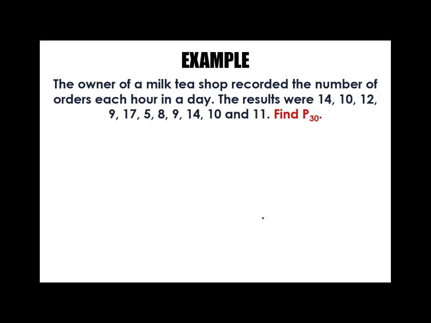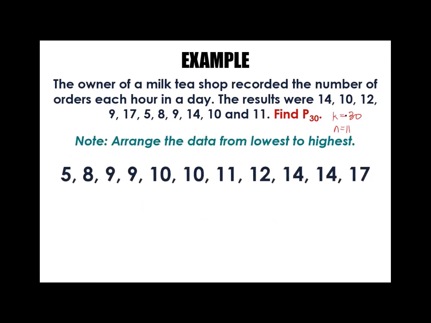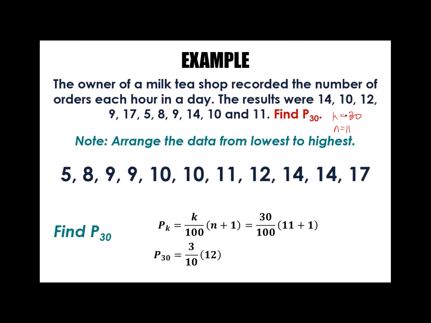So P sub 30 means our k is 30. We're talking about the 30th percentile, 30% of 100. Then our n is 11. Having the same process, would you mind to try? What do you think is the value of P sub 30 using this formula? Okay, thank you very much. So again, 30 divided by 100 times 11 plus 1. Simplify it. I hope we get the same answer. The lowest term of 30 over 100 is 3 over 10 times 12. Just multiply 3 times 12 divided by 10, or the other way around, 3 divided by 10 times 12.